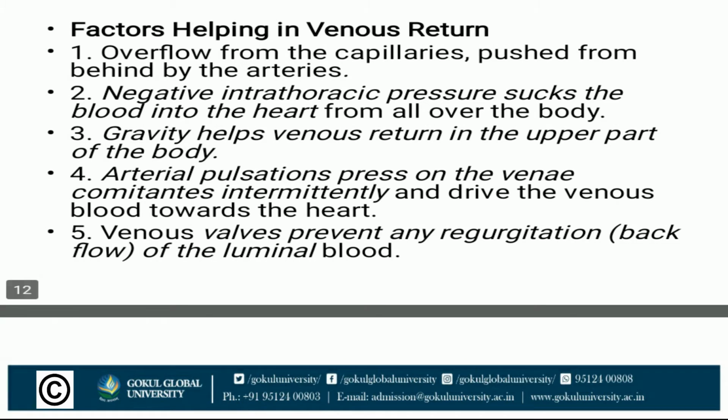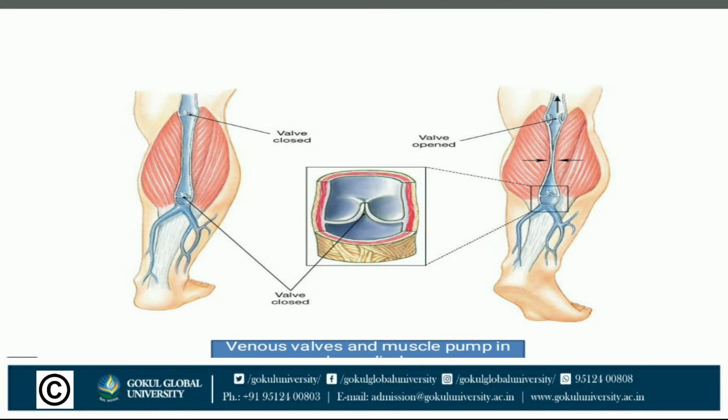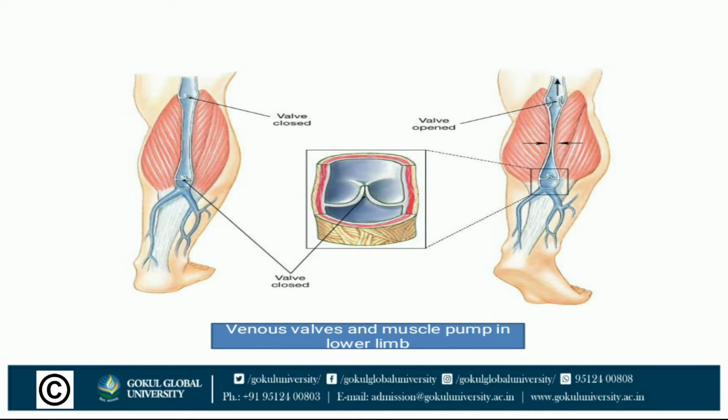Venae comitantes we have seen in anatomical terminology. What is vena comitans? Two veins accompanying an artery. Venous valves prevent any regurgitation, that is, backflow of the luminal blood. In this diagram you can see the venous valves and muscle pump in the lower limb.